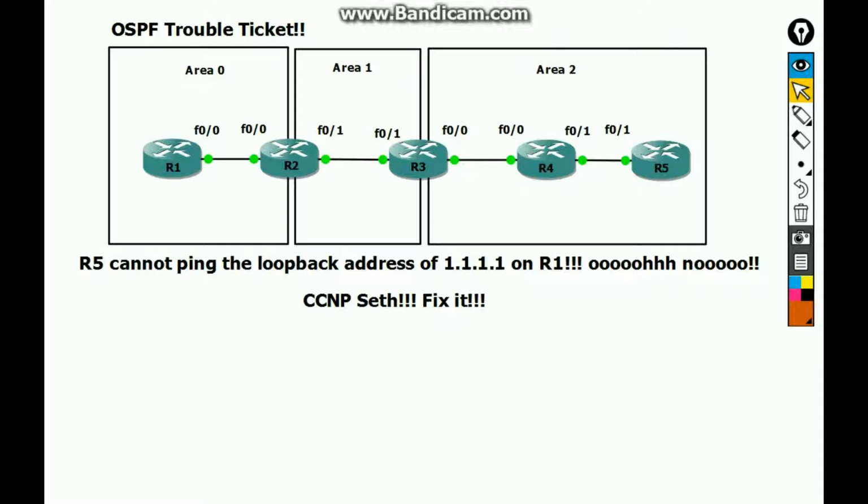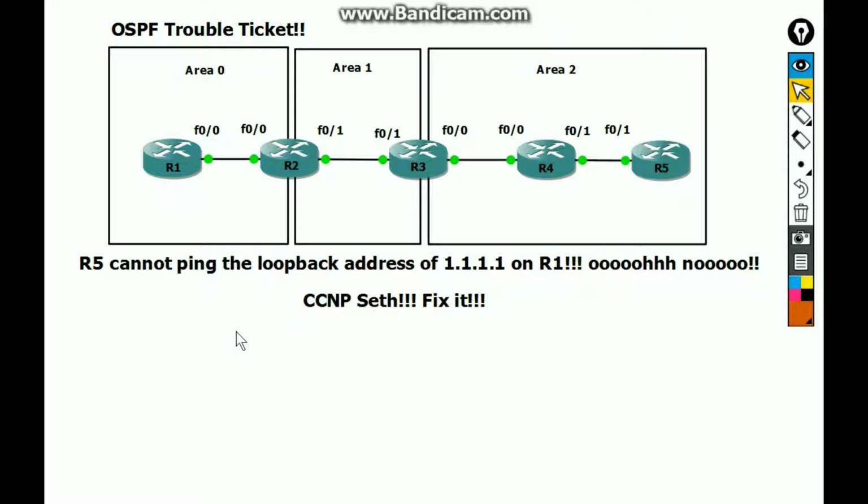But what do we got going on today? We have an OSPF trouble ticket. All right, so what's the problem here? R5 cannot ping the loopback address of 1.1.1.1 on R1. Oh no! So who did they call? They called CCNP Seth, and I'm here to fix it.